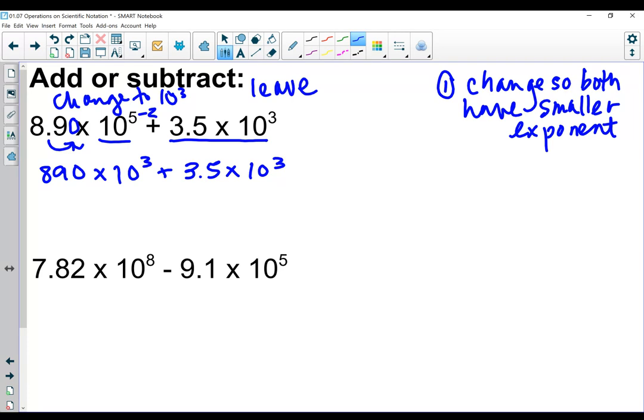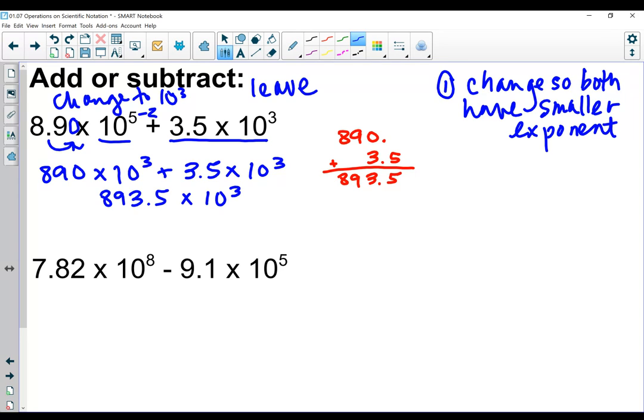So now that I've got these together, I'm going to add the 890 and the 3.5. So I'm going to go to my scratch paper. I always do my scratch work off in the margins. And when I add them, I need to be really careful. The 3 should line up with the 0 because my decimal would be right here. Decimals always line up. So we're adding 3.5. So let's see, that's going to be 890. It looked like it was going to be difficult to add, but it was really easy. So our answer is going to be 893.5 times 10 to the third.